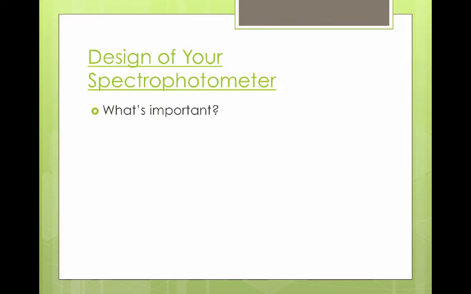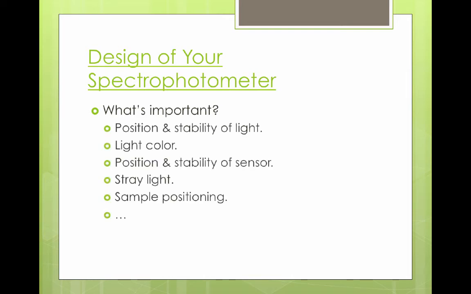So what do we care about for the design of our spectrophotometer? These are the things that we need to be concerned about and designing to maximize the light that is transmitted through the sample into the sensor. We need to worry about how the light is positioned and whether or not it's stable. Is it going to move around to change the intensity of light that goes through the sample? We need to worry about what light color we're using. We want to use a color that will be most absorbed by the sample so that it gives us the most sensitivity. We also need to worry about where our sensor is positioned.